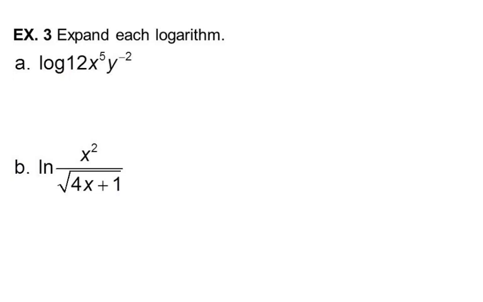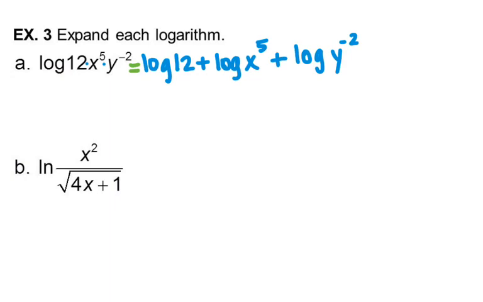Now we're going to take these logarithms and expand them. So we're given a single logarithm. I want to expand it into as many logarithms as possible. So on part A, I have 3 terms that are being separated by multiplication. So that means I'm going to wind up with 3 logs in this problem. So I'm going to write log 12 plus log x to the 5th plus log y to the negative 2.